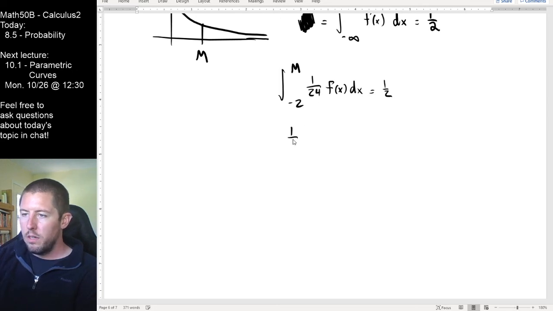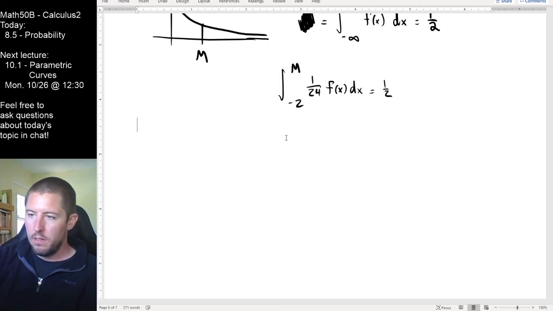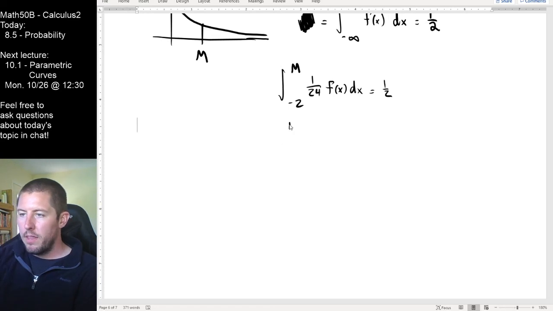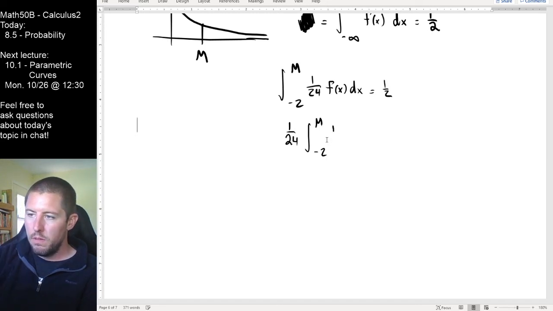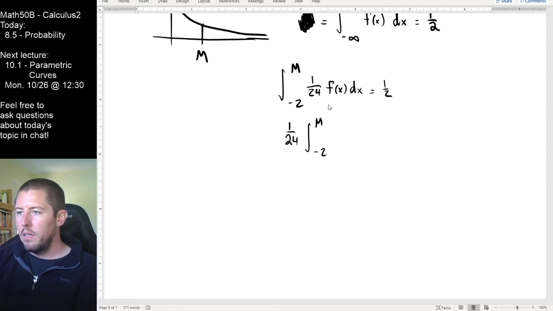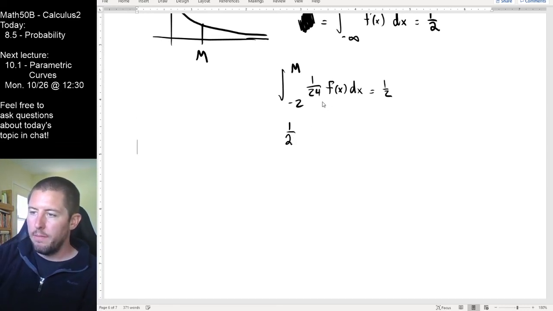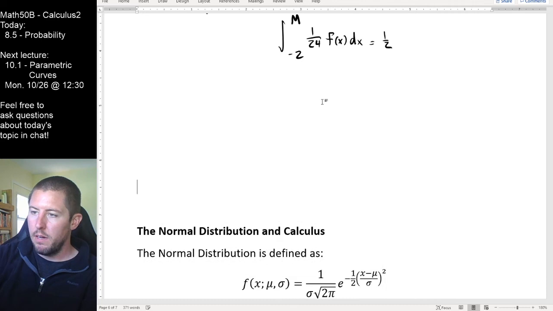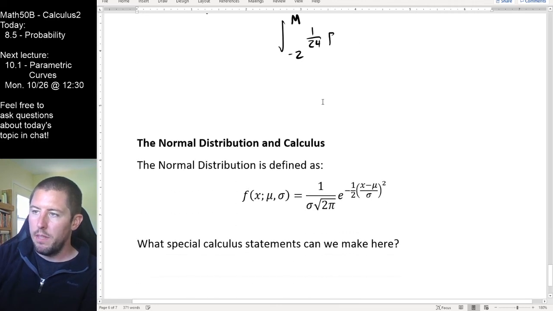So what am I getting here? This should be a 1. Oh, I kind of wrote that. Okay, cool. So I'm going to write this as 1/24th integral from -2 to the unknown median of f of x. Oh my gosh, I see. Okay, all right.